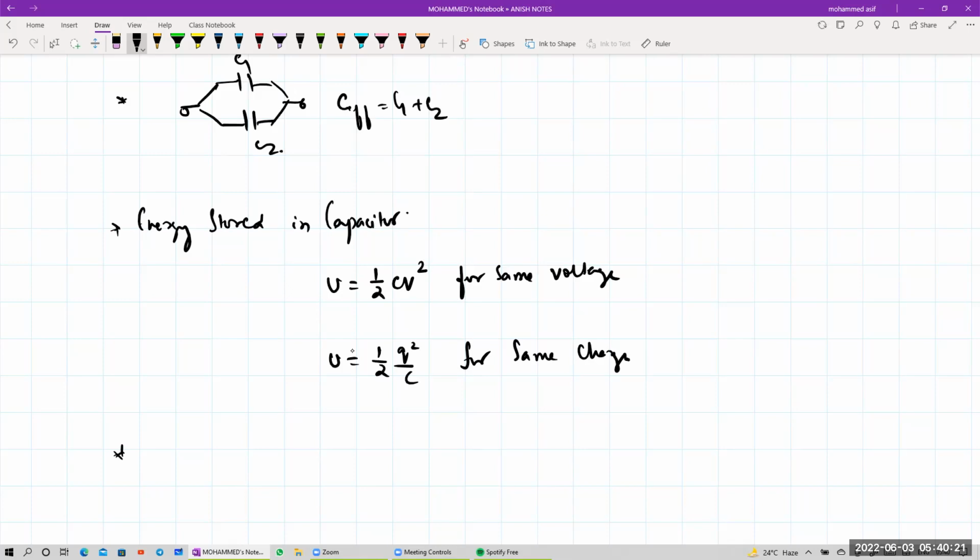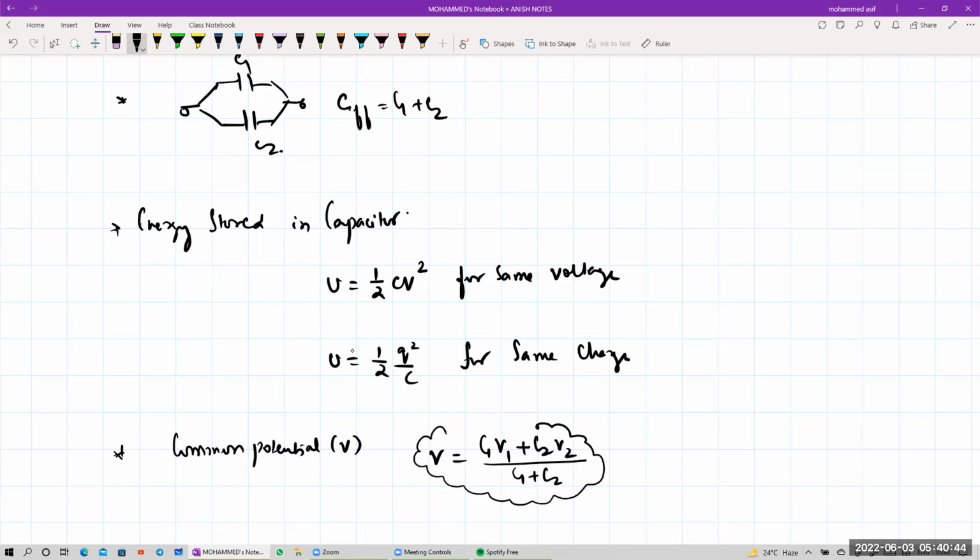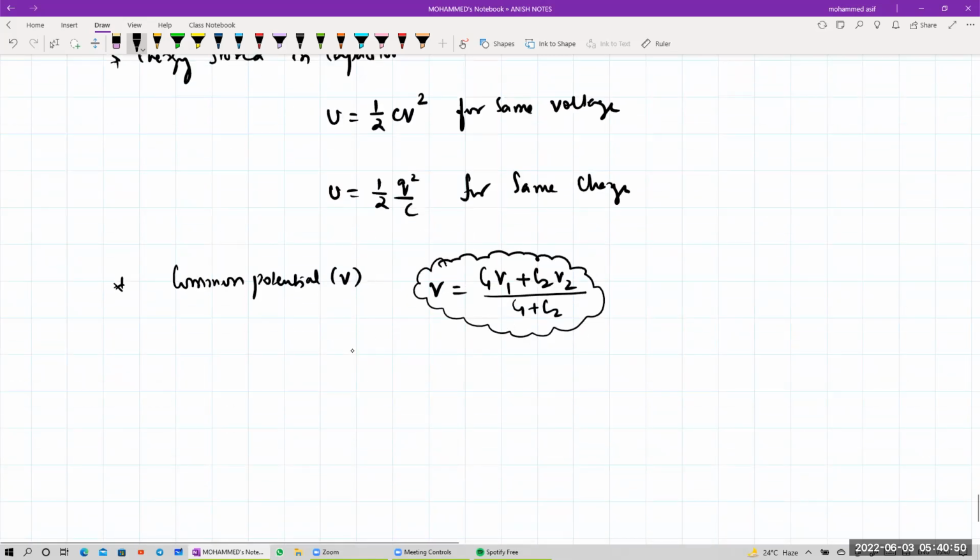How do you calculate the common potential? Like in a collision there is a common velocity, in the same way there is a common potential, capital V. Common potential is equal to C1 V1 plus C2 V2 divided by C1 plus C2. So V is equal to C1 V1 plus C2 V2 divided by C1 plus C2. Clear?